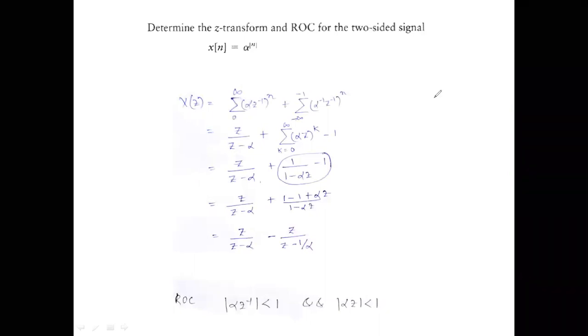One more thing, I think this problem is similar to your e to the power minus magnitude t. The expression on the right side is alpha to the power n, and on the left side the expression is alpha to the power minus n. So you can see this is alpha into z to the power minus n, to the power n, which I wrote on the right side. On the left side you can see alpha to the power minus 1 because of this minus n here. That will be the difference.